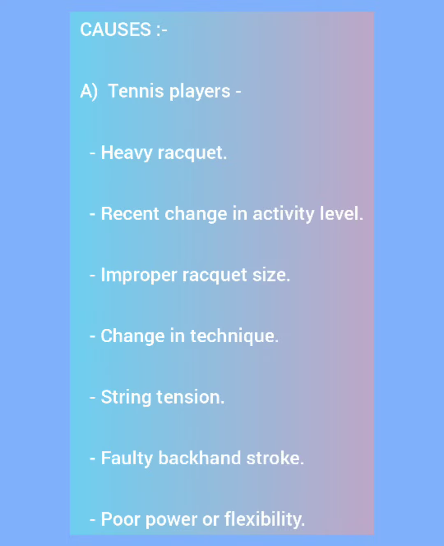Causes. What will be the causes of this condition in a tennis player? First, if the racket is heavy. Second, recent change in activity level. Improper racket size resulting in weak grip of the racket. Change in technique. String tension. Faulty backhand stroke. Poor power or flexibility of muscles.